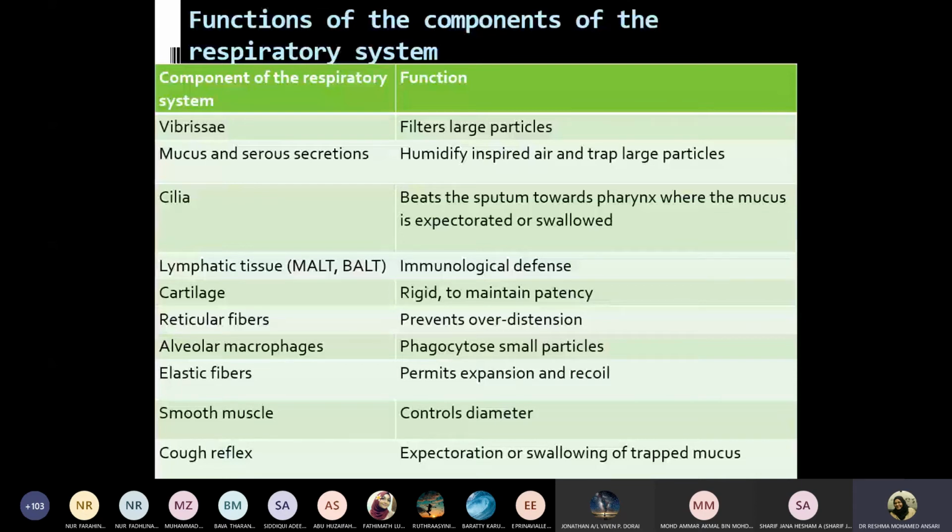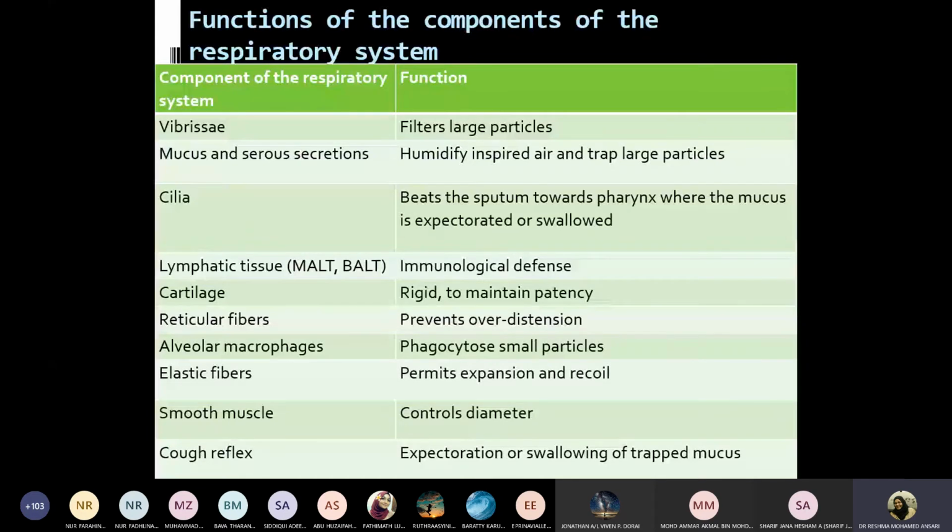Lymphatic tissue is for immunological defense. Cartilage is to maintain patency. Reticular fibers prevent overdistension. Macrophages phagocytose particles. Elastic fibers permit expansion and recoil. Smooth muscle controls the diameter. And why do you have a cough reflex? To expectorate or swallow the trapped mucus. That's why patients have a cough reflex. Is it clear? So whenever you see these structures in the respiratory epithelium, you know: this is the function, and that's why I have it. Is it clear?